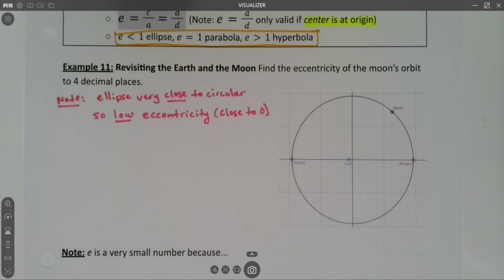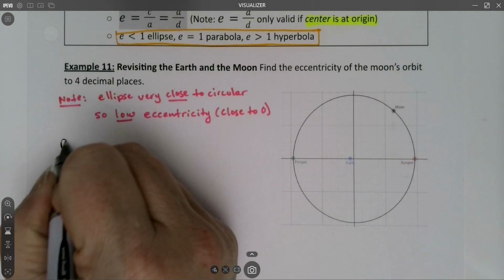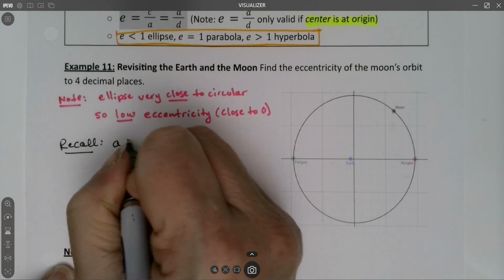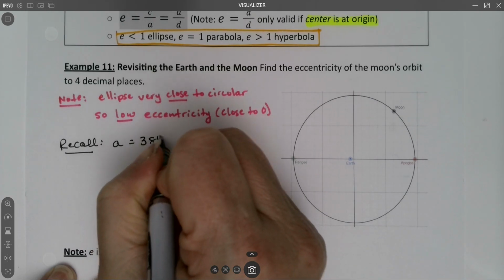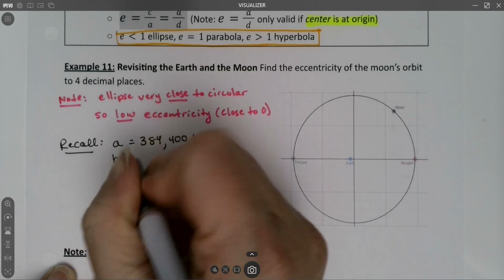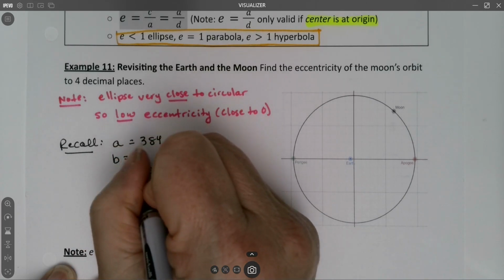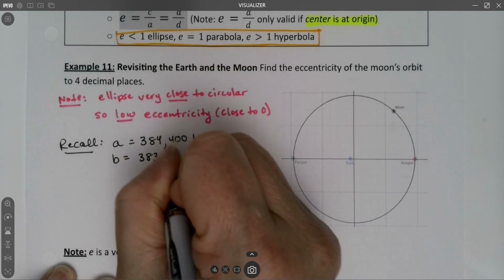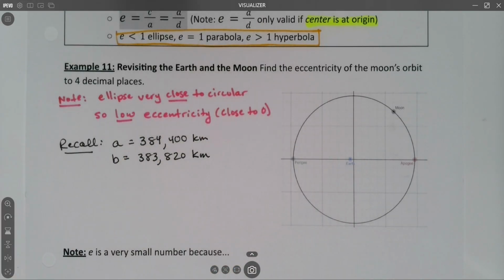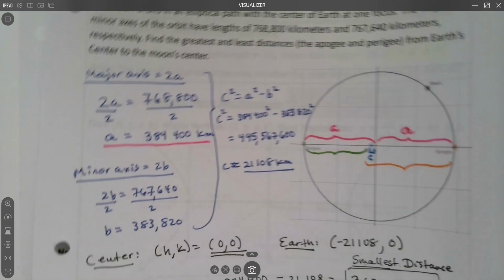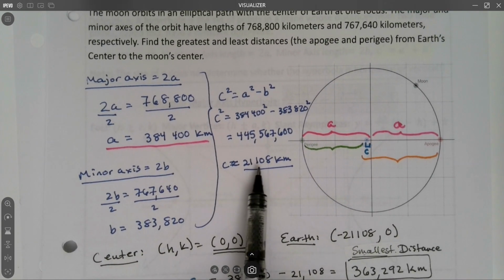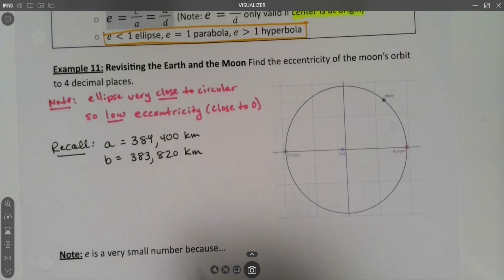All right, now let's remind ourselves, this is from a previous example, that A was 384,400 kilometers, and B was 383,820 kilometers. And just flipping back to that example real quick, right? So there was A, there's B. C we found to be 21,108.